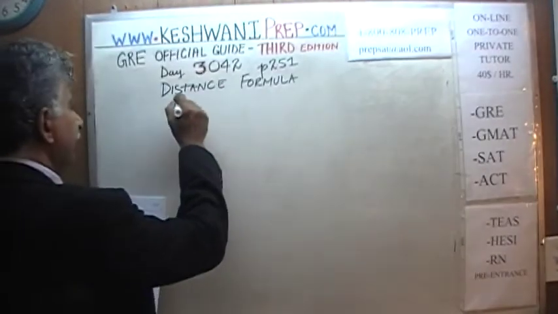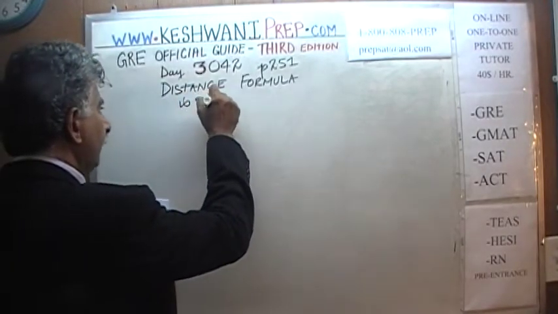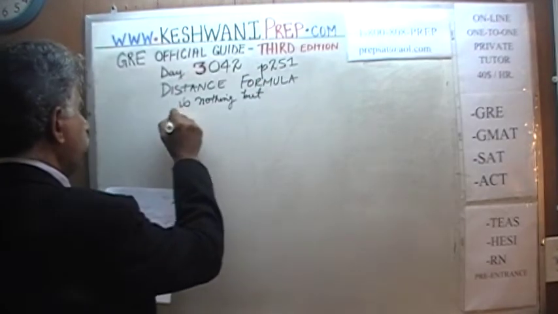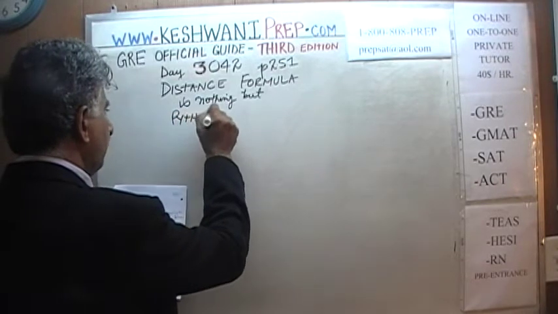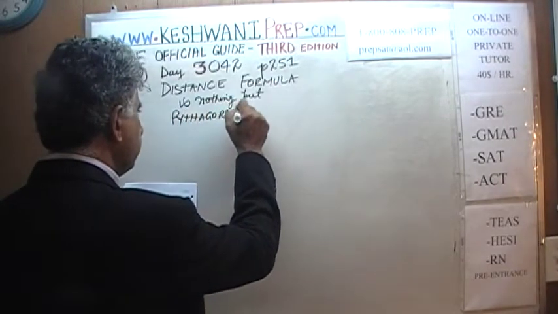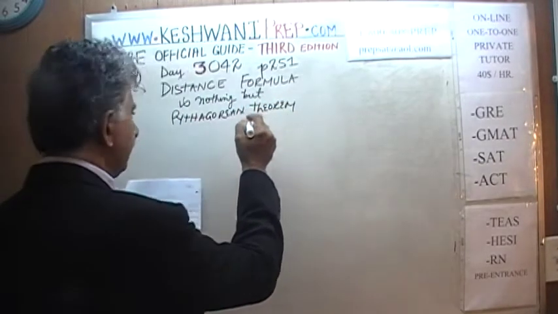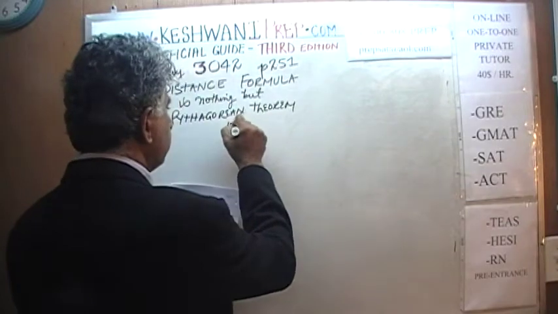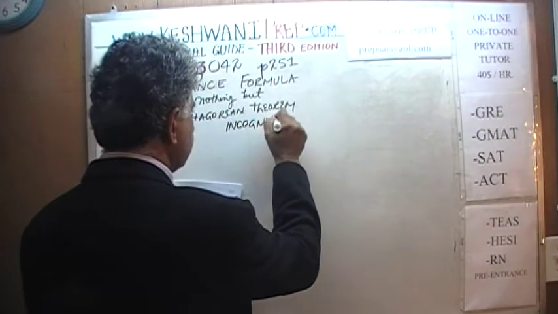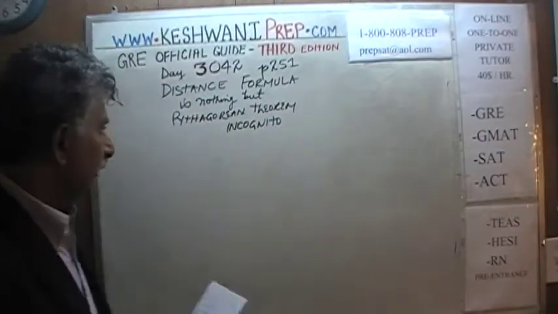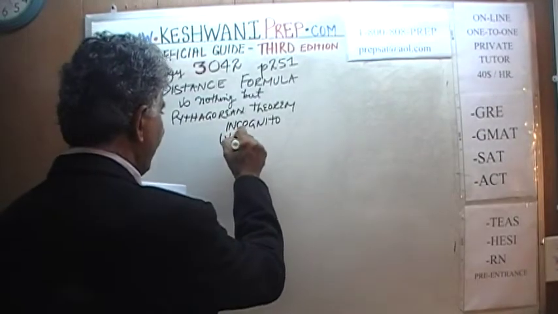Distance formula is nothing but Pythagorean theorem incognito. It's just a Pythagorean theorem in disguise. It doesn't look like Pythagorean theorem, but that's exactly what it is. It's just an application of it. Incognito simply means in disguise. We have learned this word before in our vocabulary lessons.